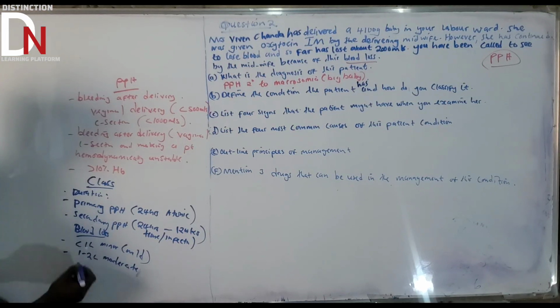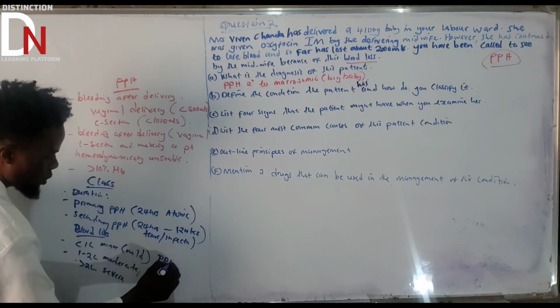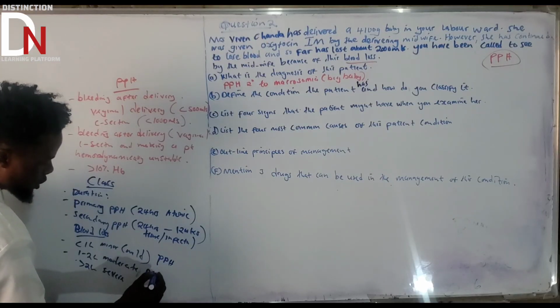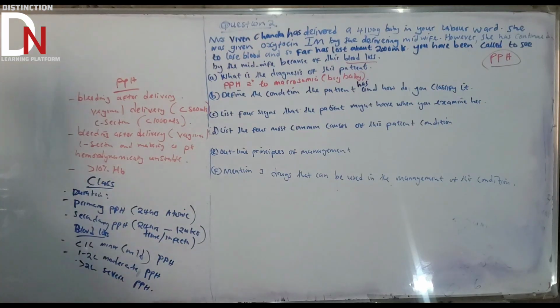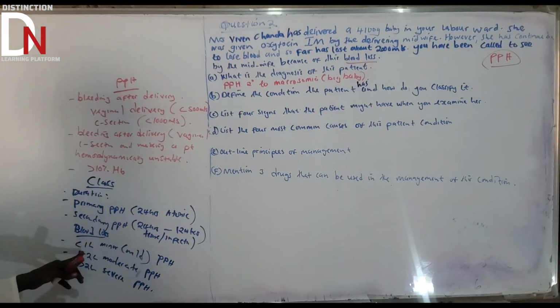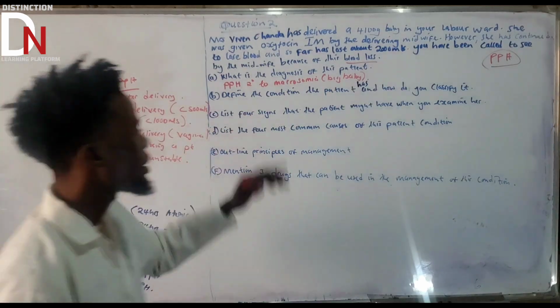Then if the blood loss is greater than 2 liters, we're going to say that it is now severe. Severe type of PPH. So this is minor PPH, this is moderate PPH, and this is severe PPH. This is how you can classify PPH according to duration and according to how much blood is lost. Less than 1 liter is minor, between 1 liter to 2 liters is moderate, and severe should be greater than 2 liters.